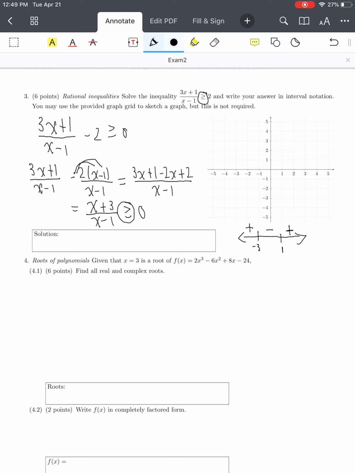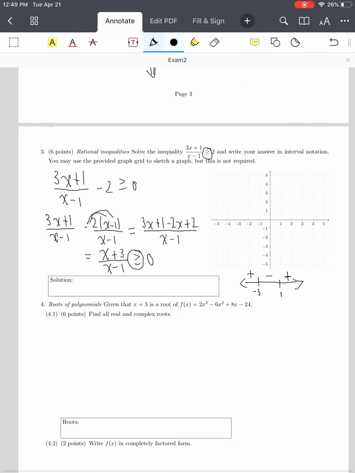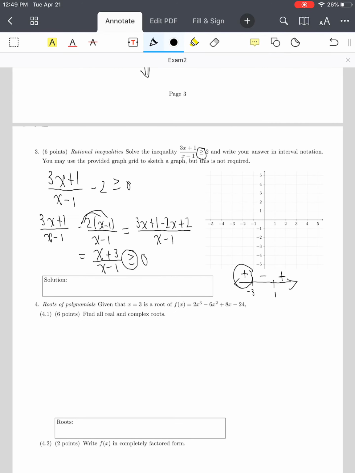After all that, we still have this greater than or equal to sign here, which means we want to know the values of x that make this positive. So that's going to be this portion and this portion. So negative infinity to negative 3, unioned with 1 to infinity.